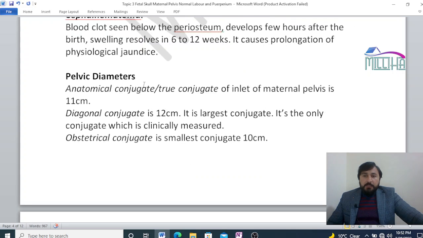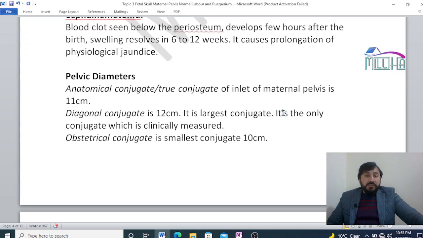Okay. Pelvic diameters. Anatomical conjugate, true conjugate of inlet of maternal pelvis is 11 centimeter. What is conjugate? You can call it a diameter too. It's also a kind of diameter. Okay. So anatomical conjugate, true conjugate, both are the same. Maternal pelvis is 11 centimeter. Diagonal conjugate is 12 centimeter.